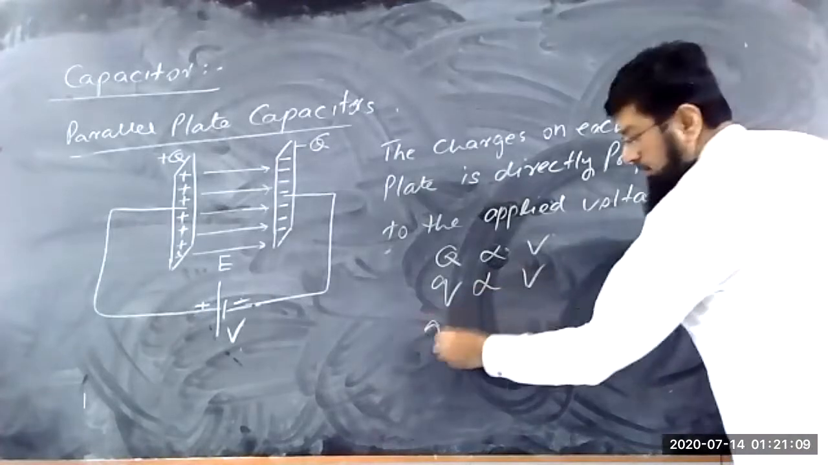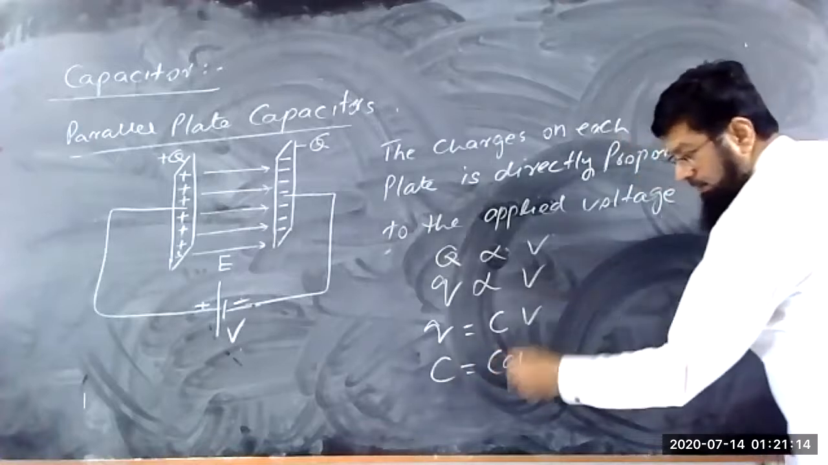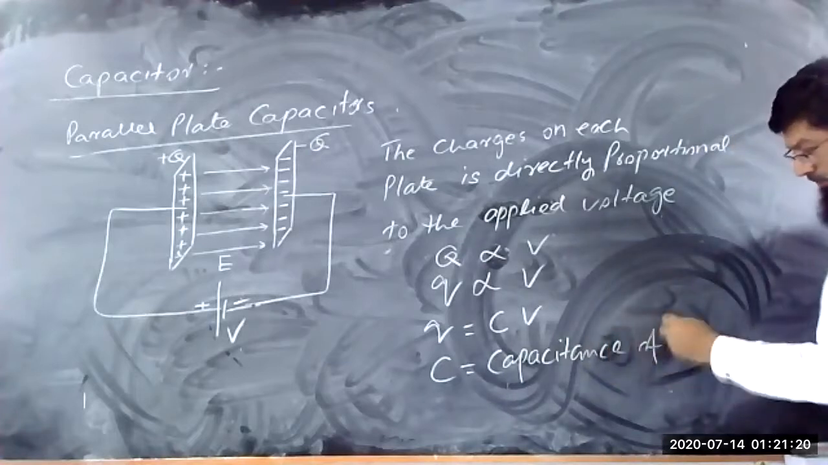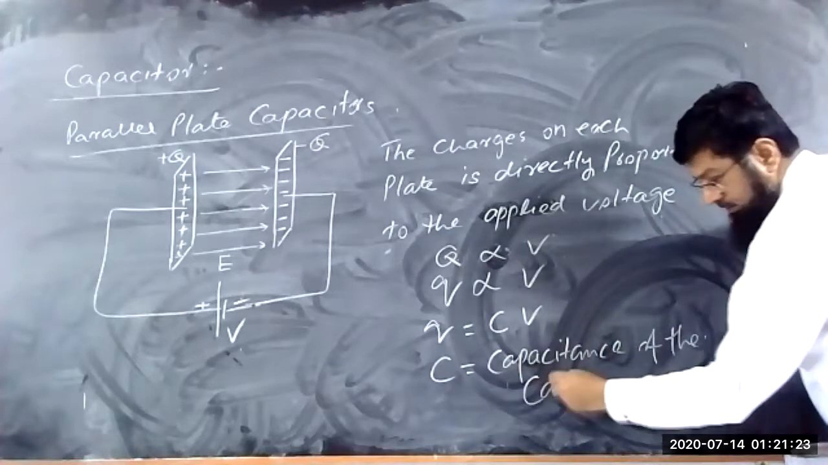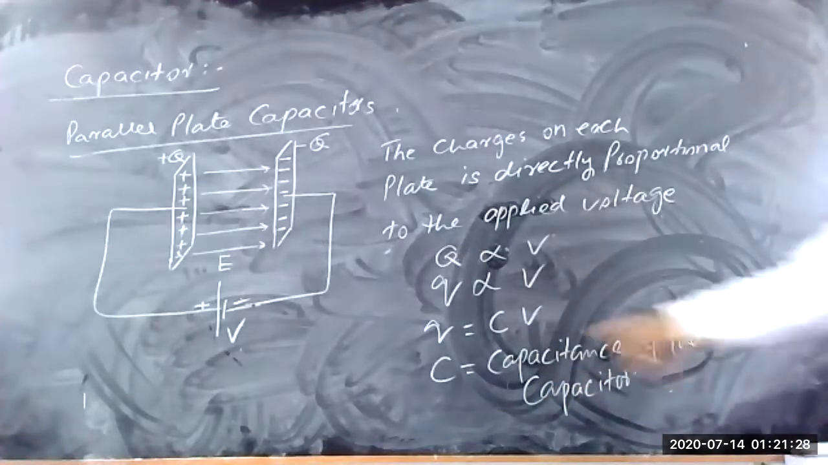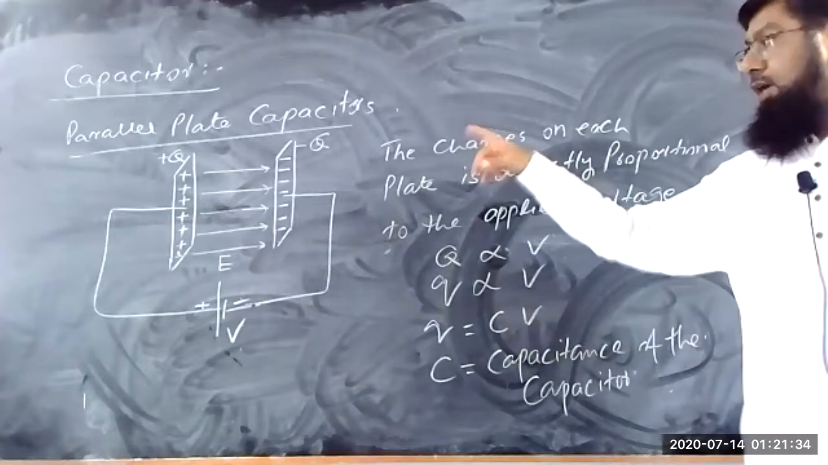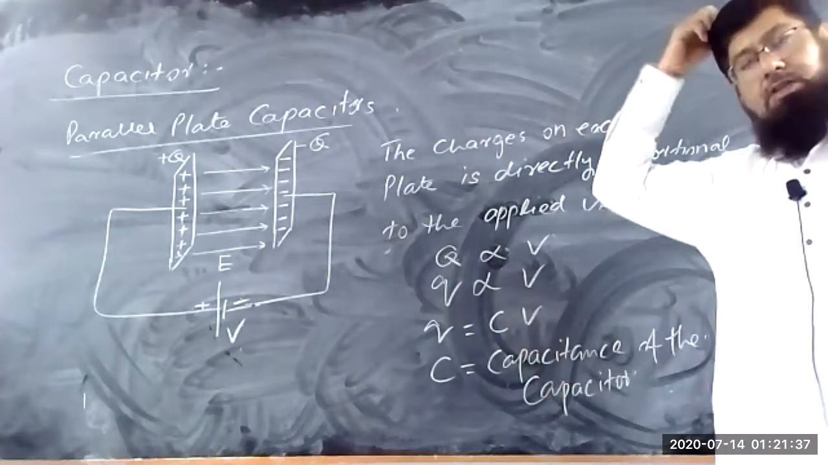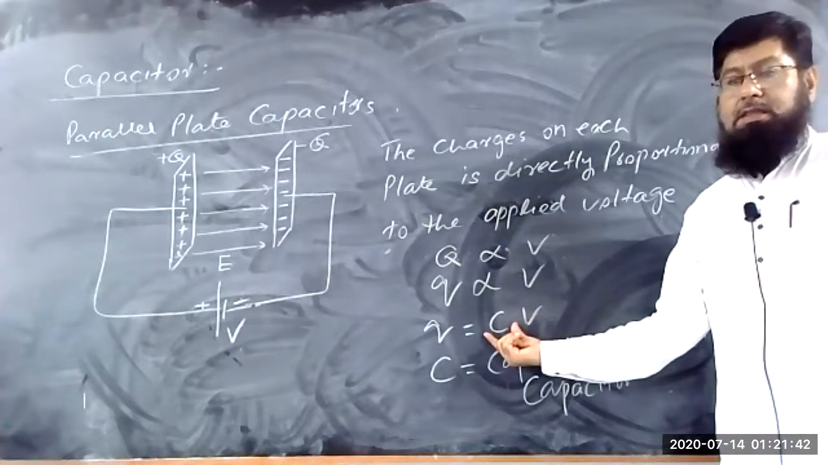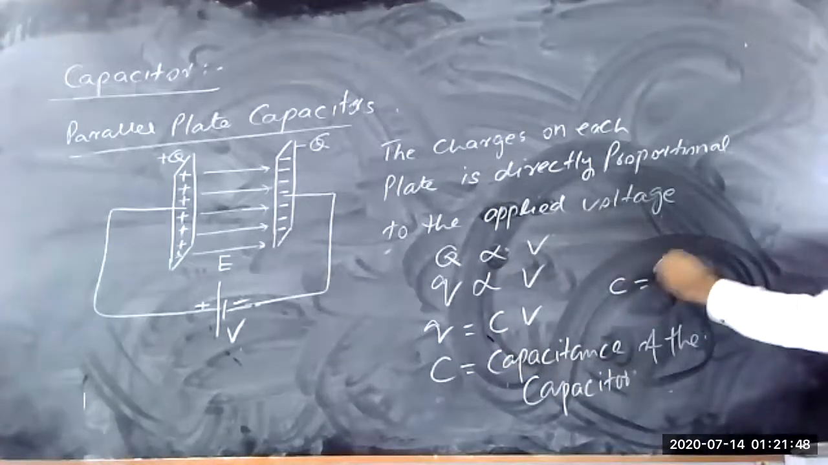So the proportionality is replaced by some constant factor which we call C. C is known as the capacitance of the capacitor. The capacitance is the constant property which is the capability of storing charges on each plate, and we call it capacitance. Capacitance is simply the capability of storing charges, and by cross multiplication, C is equal to Q upon V.